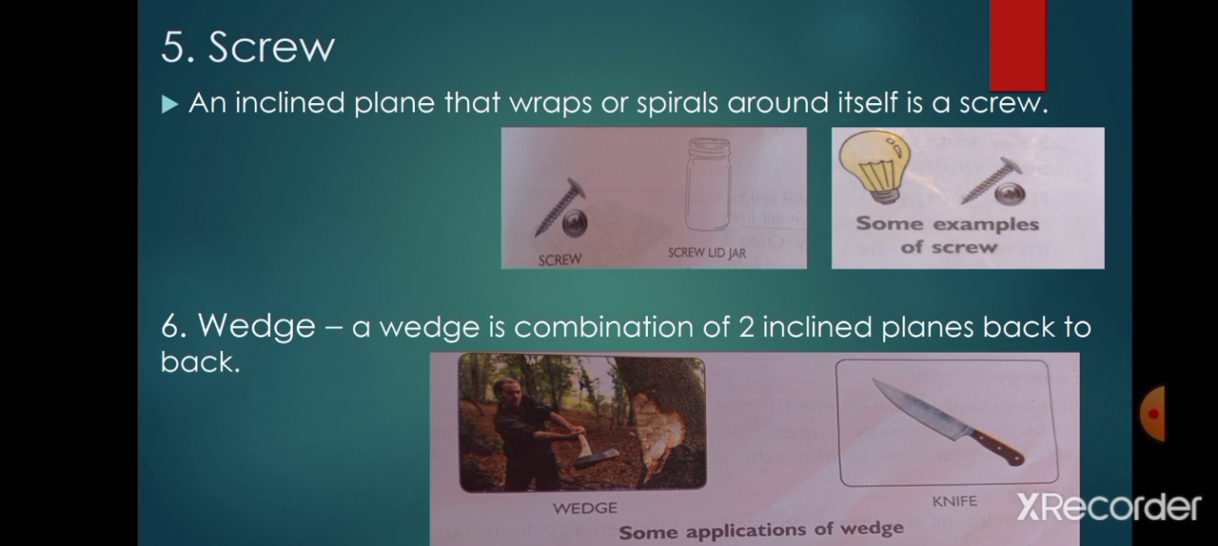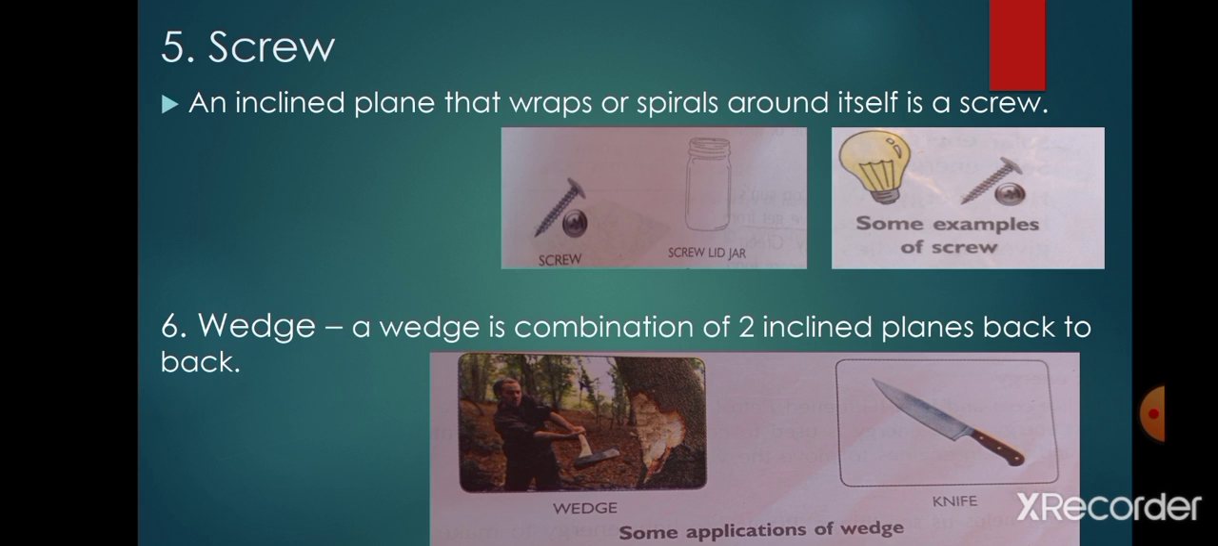These are a few examples of screw. Wedge. The sixth type of simple machine is the wedge. A wedge is a combination of two inclined planes held back to back. Like you can see for a knife, two inclined planes back to back. We can see they're attached. This structure gives the wedge a sharp edge. That is, one end is very sharp.